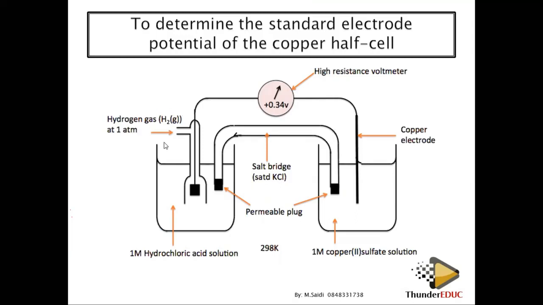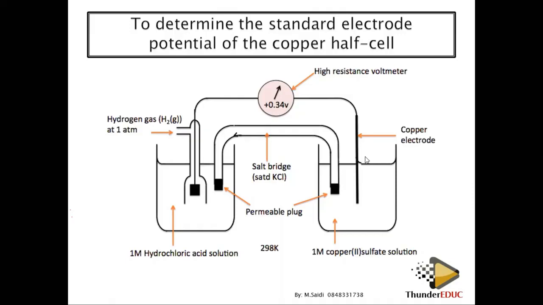Why? Because hydrogen is more reactive than copper. And then the one which is more reactive, the one which is above in the reactivity series, is supposed to be the anode. The one which is below in the reactivity series is supposed to be the cathode. This is a negative terminal. This is a positive terminal. The negative terminal gives out electrons. The positive terminal receives the electrons.